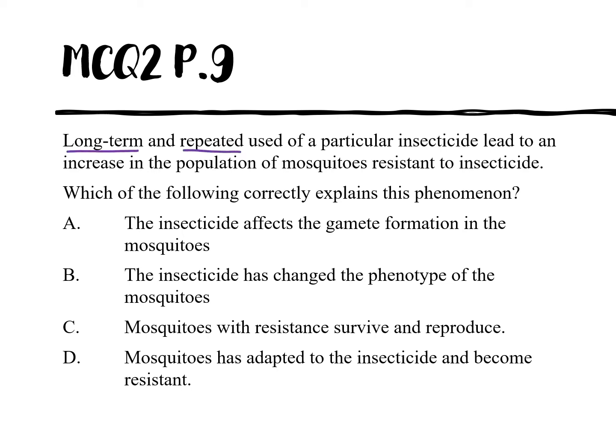Let's take a look at an MCQ on page 9 of your textbook. Long-term and repeated use of an insecticide leads to an increase in the population of the mosquito resistant to the insecticide. Which of the following correctly explains this phenomenon? Based on your understanding of the previous case, this is natural selection. Why would the mosquito having resistance be more and more? This is because those mosquitoes with the resistance have a higher chance to survive and reproduce. So the answer should be C.